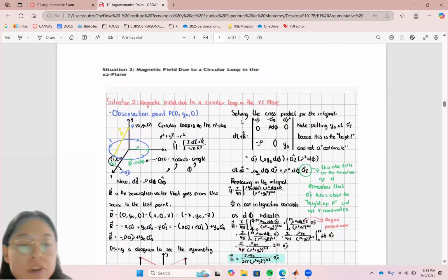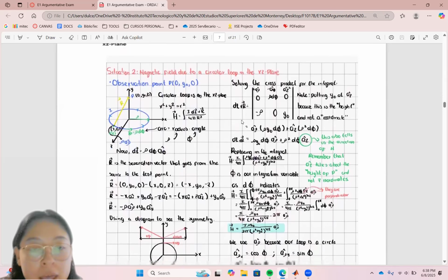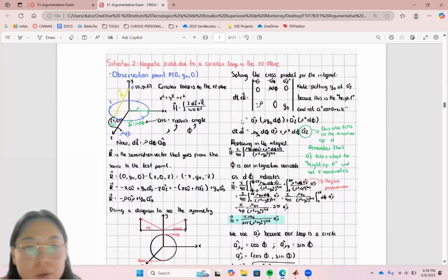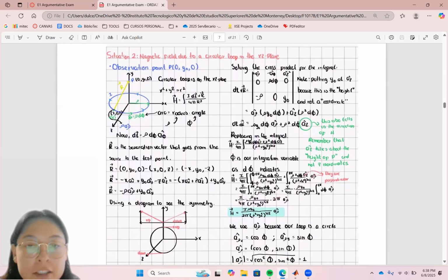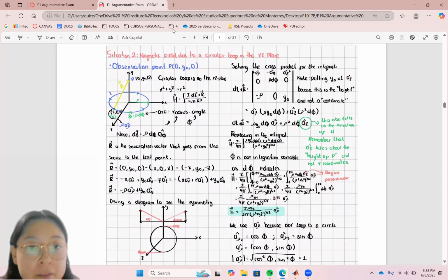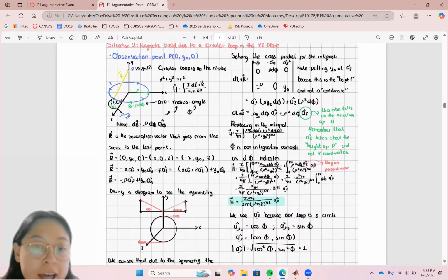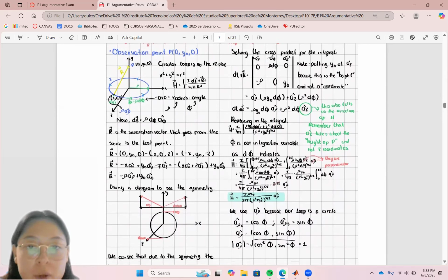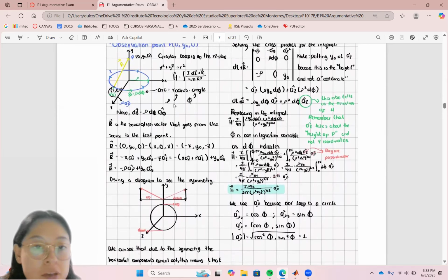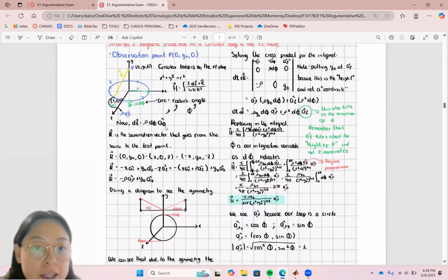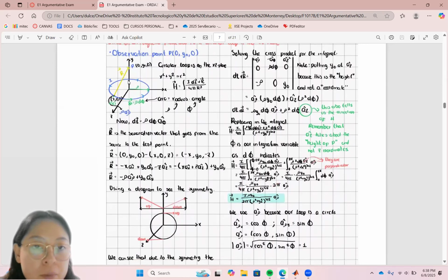And then, going to situation number 2, the magnetic field due to a circular loop in the x-z plane. First, I have the observation point on the y-axis, which is y0. I have my integral, and I use the separation vector to obtain the distance r from my loop to the point.